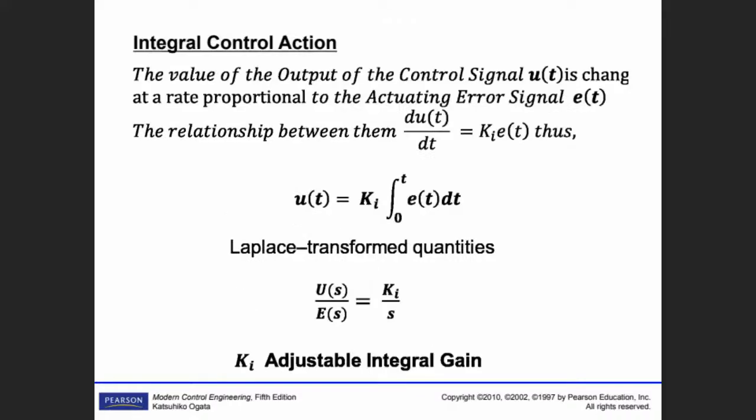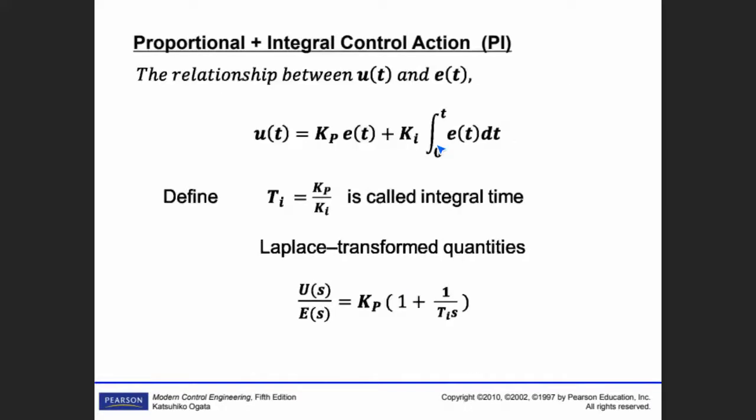That one is integral control action. If you have error, then you get the cumulative error in order to make correction, and the transfer function is 1 over s. Remember, of course, there is an integral gain here, adjustable. You are going to decide the value of those, and that is the PI controller. P is proportional, I is integral. And of course, the transfer function of this one is this.